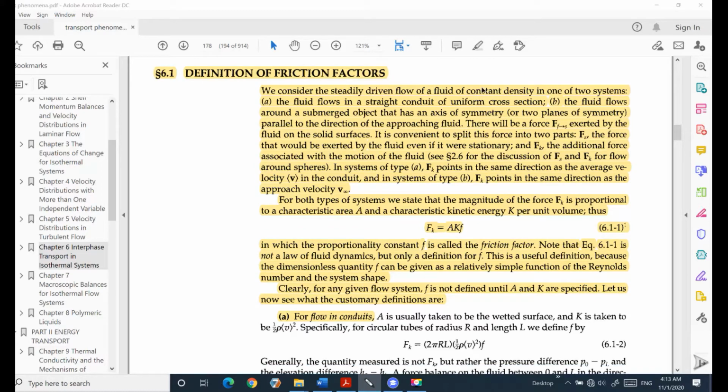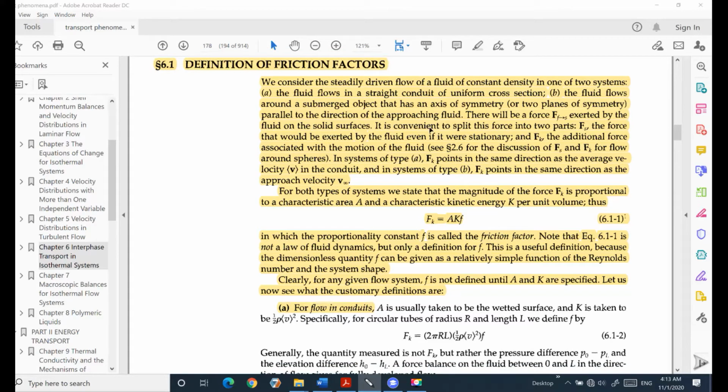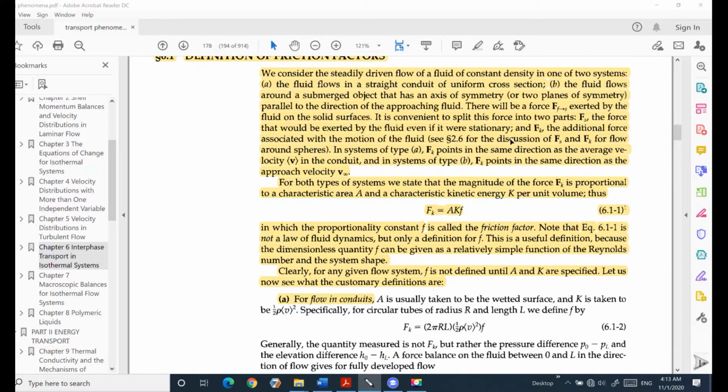Based on these two systems, there will be a force between the fluid and the surface, exerted by the fluid on the solid surface. It is convenient to split this force into two parts. We call the first part Fs. This is the force that would be exerted by the fluid even if it were stationary. The second is Fk, the additional force associated with the motion of the fluid. So there are two kinds of force: the first because of the fluid even if it is stationary, and the second because of the motion of the fluid.